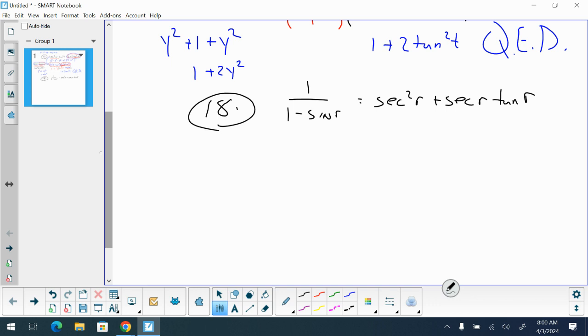If we take a look though, we want 1 over 1 minus sine of r equal to secant squared r plus secant r tangent r. What side do we start with? Should we start with the left-hand side or right-hand side? Why do you say right? Because there's more stuff. Yeah, there's more stuff over there on the right-hand side. So let's start with the right.